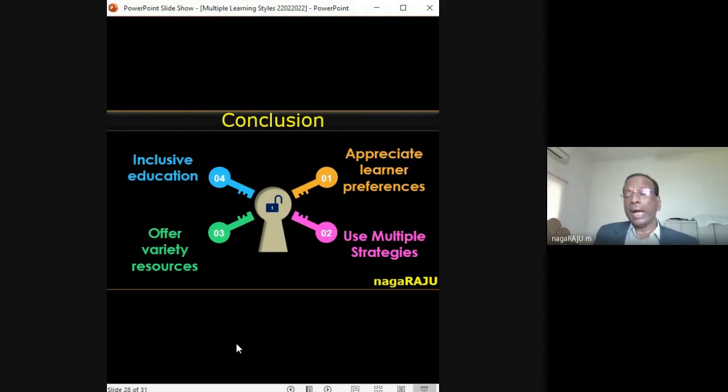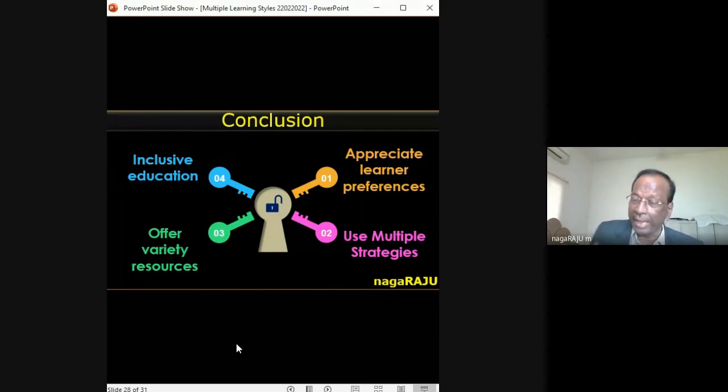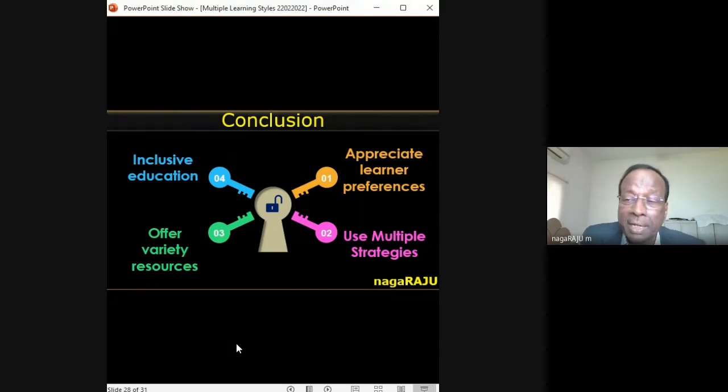The second one is I need to have multiple strategies. One strategy is not going to work. I must have multiple strategies to meet the needs of my students. And I must offer them a variety of resources. I must have a video, I must have a visual, I must have some question, I must have a quiz, I must have something written on the boards, I must speak, and I must take them out, and all these things. I must have multiple strategies wherever, whenever possible.